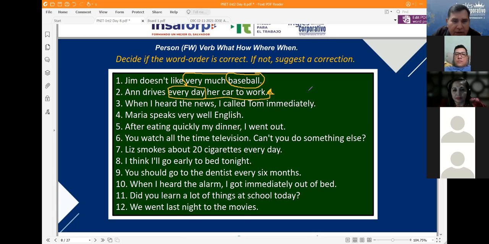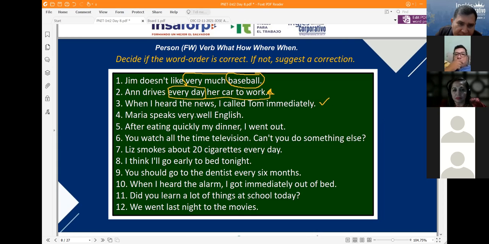Now, number three. When I heard the news, I called Tom immediately. So we say that it's a time expression too. Number four. What do you think about number four? Maria speaks English very well. What does she speak? English.